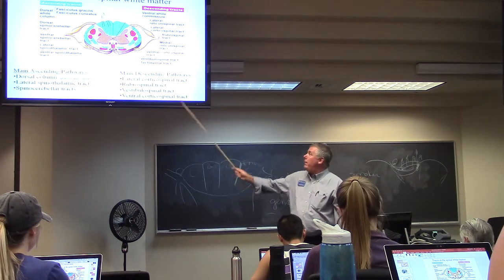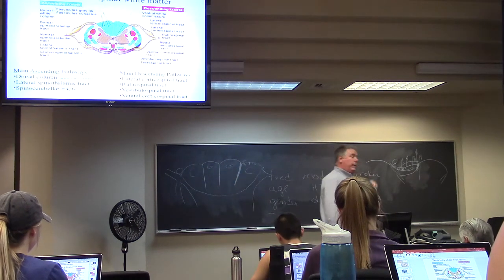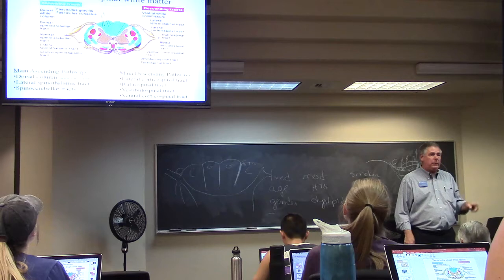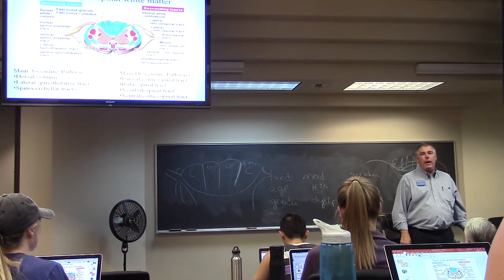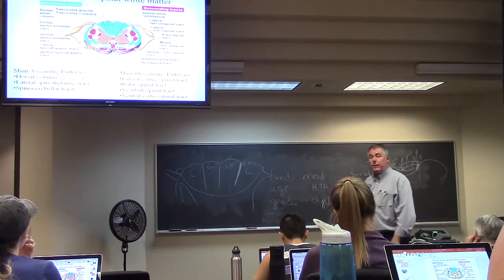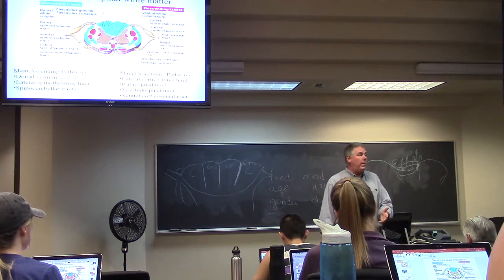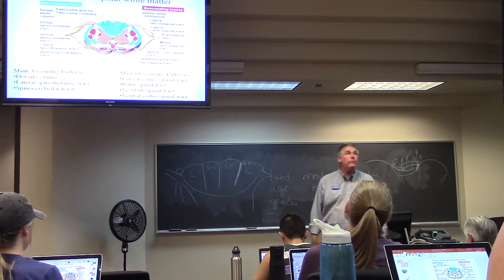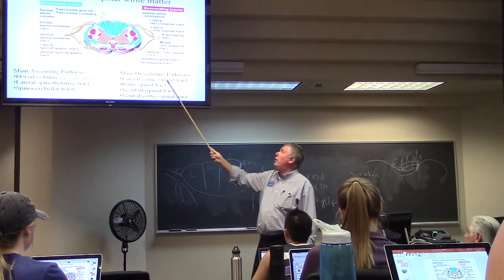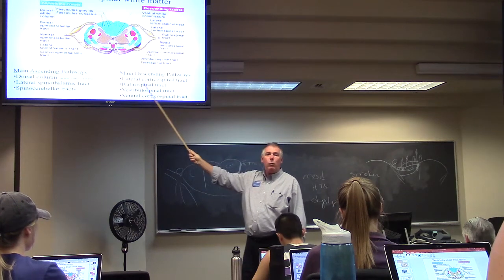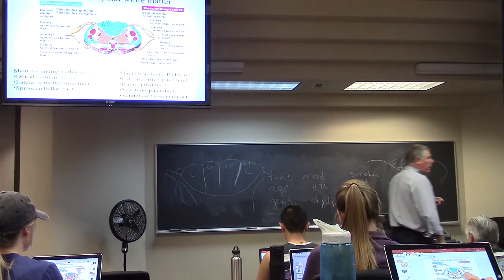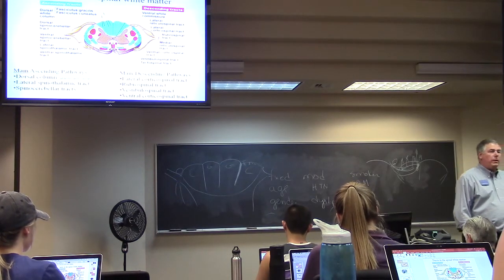All right, let's go to the descending tracts. There are 436 descending tracts. Not really? I don't know how many there are, but there are a bunch of them. The main one, really the only one you have to worry about in terms of testing it, is the lateral corticospinal tract. The lateral corticospinal tract. That is your primary voluntary movement tract.